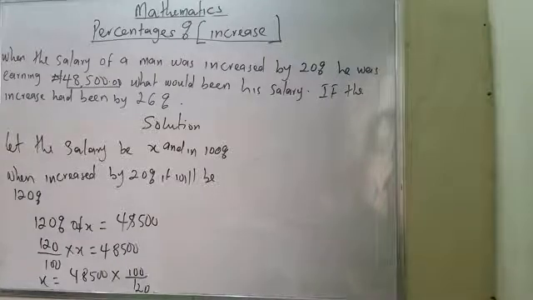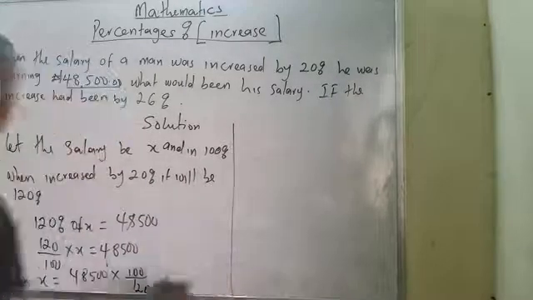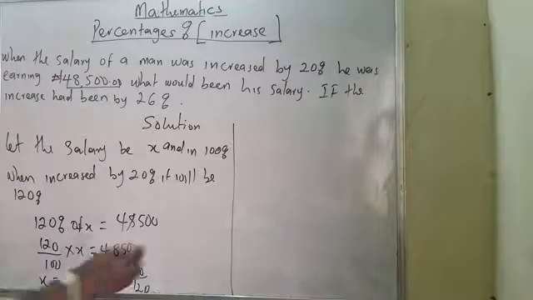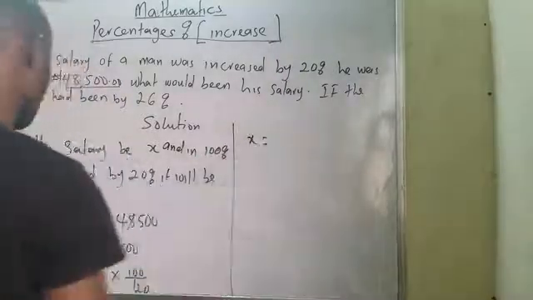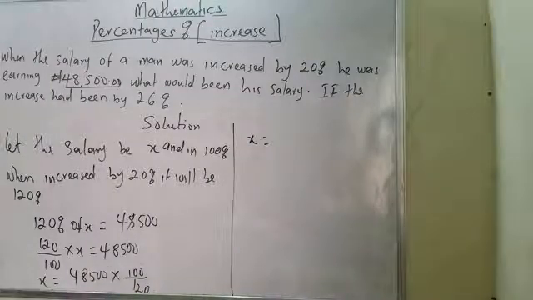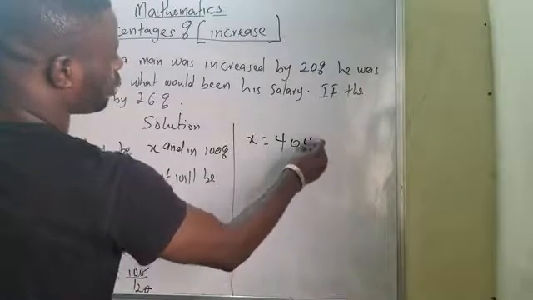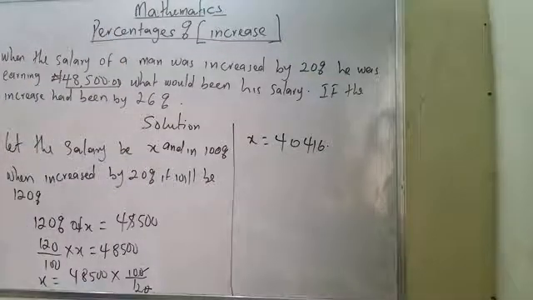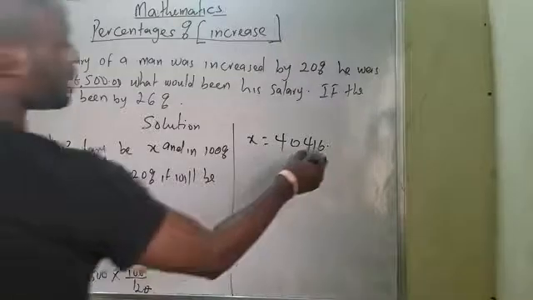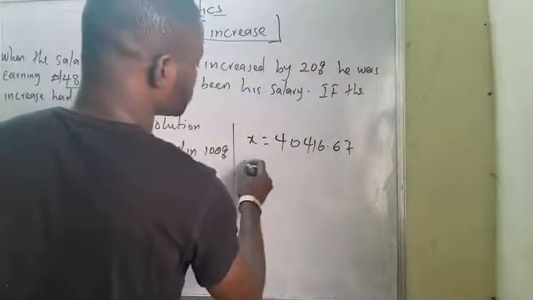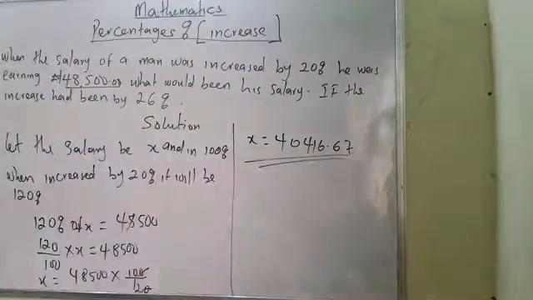Now, with the help of my calculator, if I press my calculator, I'll be having my X will be equal to 40,416.76 when I press my calculator. That is what I'm having. Now, after that, I will continue. What I will do next is that we are talking about 26%.